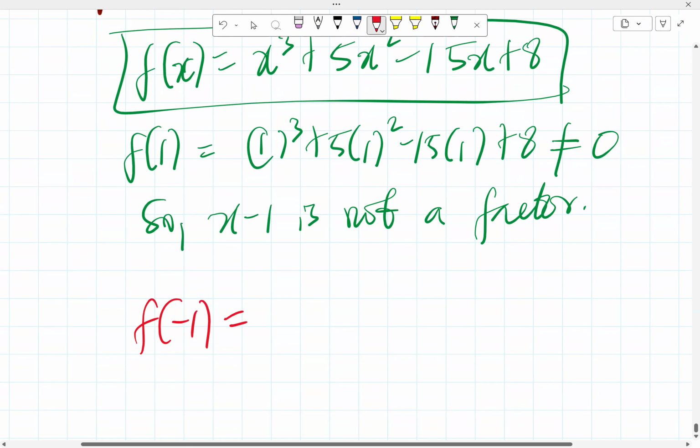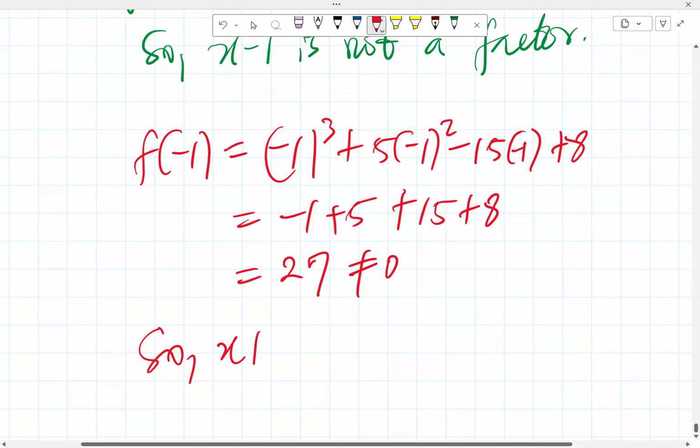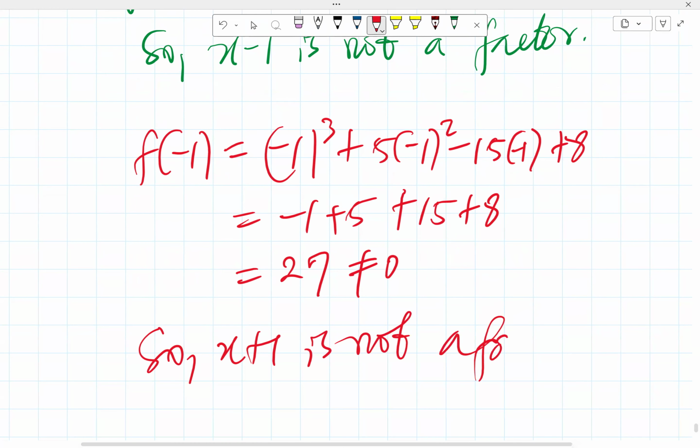Okay, the case is even worse here. That's 28 minus 1, that's 27. This is not equal to 0, okay? So x plus 1 is not a factor, since f of minus 1 is not giving us 0. So let's go for 2 now, okay?